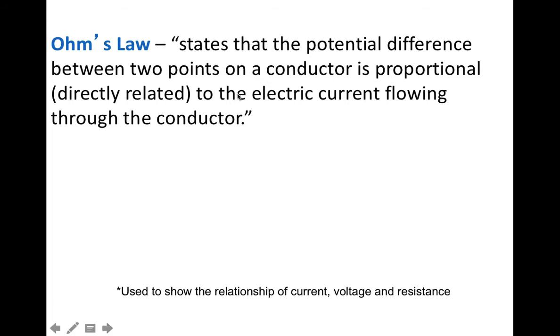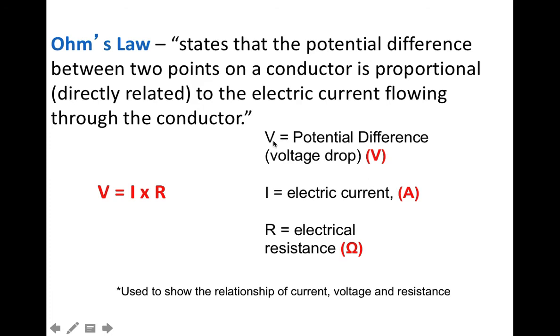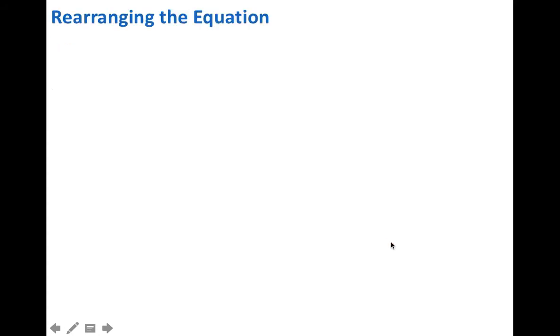So what is Ohm's law? Ohm's law states that the potential difference between 2 points on a conductor is proportional or directly related to the electric current flowing through the conductor. We use the formula V equals I times R, which is used to show the relationship of current, voltage, and resistance. Recall that V stands for potential difference or voltage drop, measured in volts, I is the electric current measured in amps, and R is the electrical resistance measured in ohms.